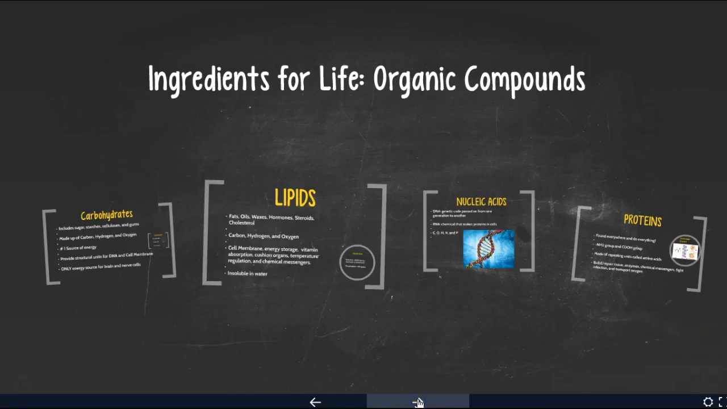So carbohydrates, lipids, nucleic acids, and proteins. For your test, you should know each of the four. You should be able to give an example of each of the four that is found in living things. You should know the chemical makeup, for sure the function of each of the four organic compounds, and then you should be able to identify or recognize the monomer and the polymer for each.